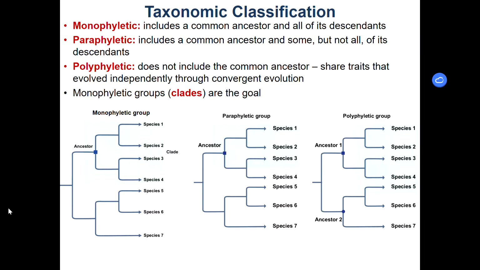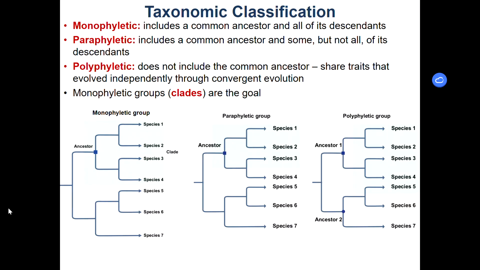Polyphyletic does not include one common ancestor. So in a polyphyletic group, typically what happens is we grouped them together because we thought they looked alike or something about them was similar. Usually this occurs through convergent evolution, which means there was some sort of environmental factor that caused these organisms to develop similar characteristics even though they're not closely related.